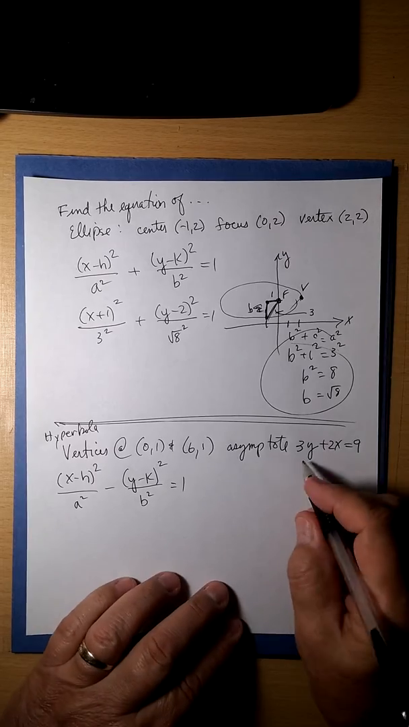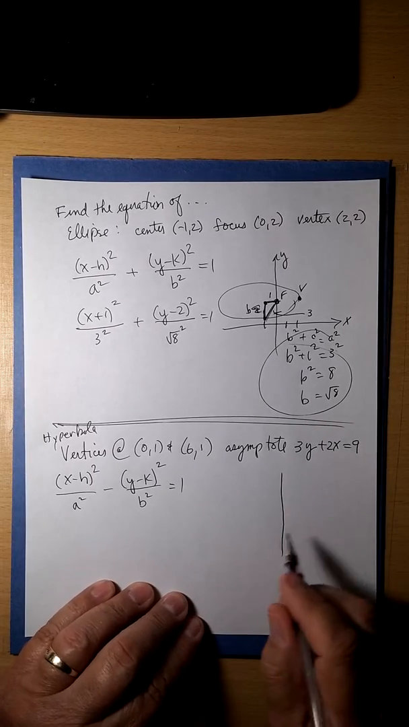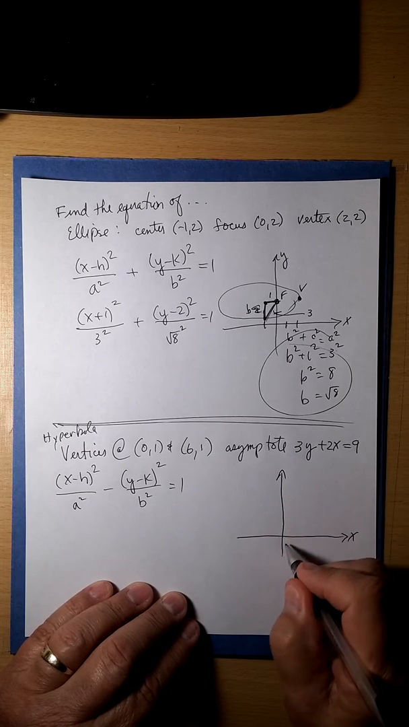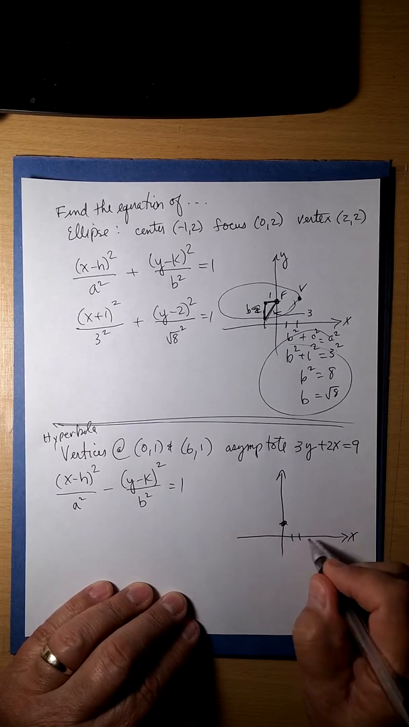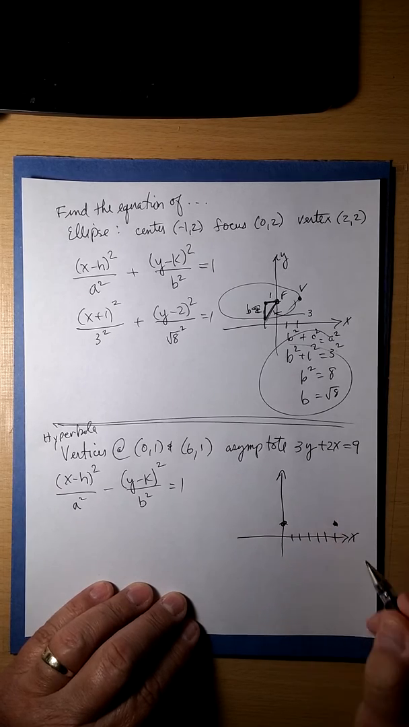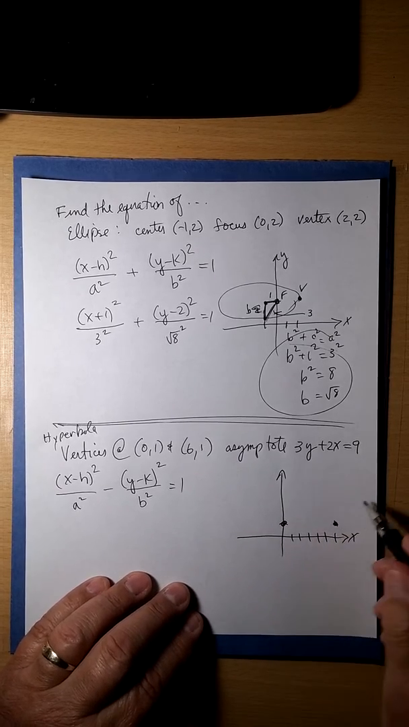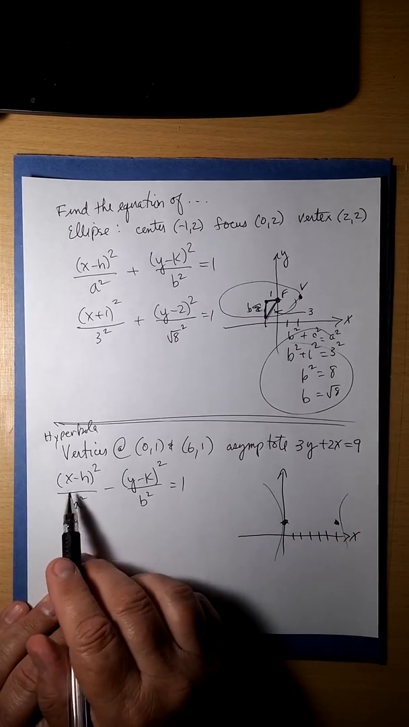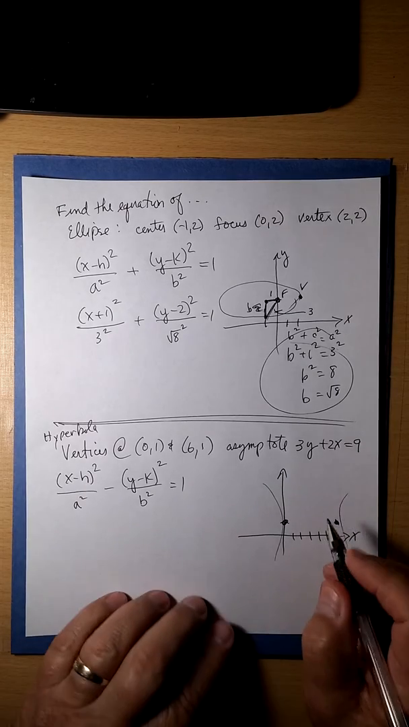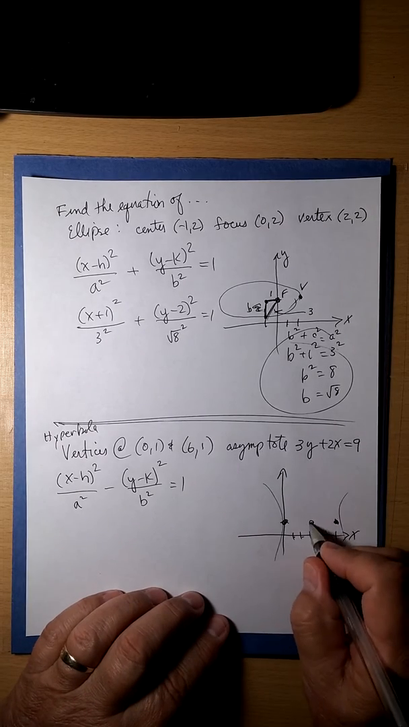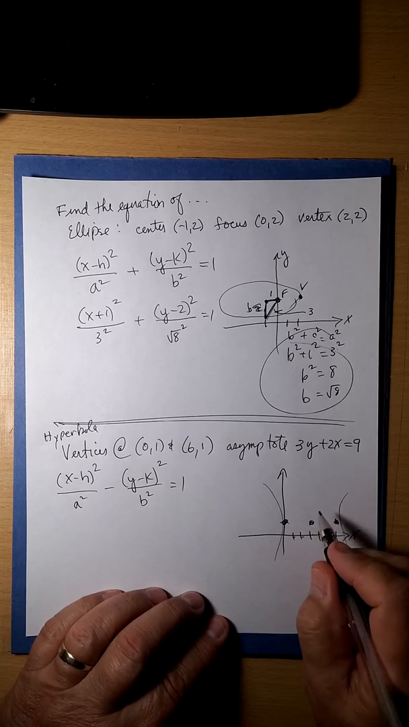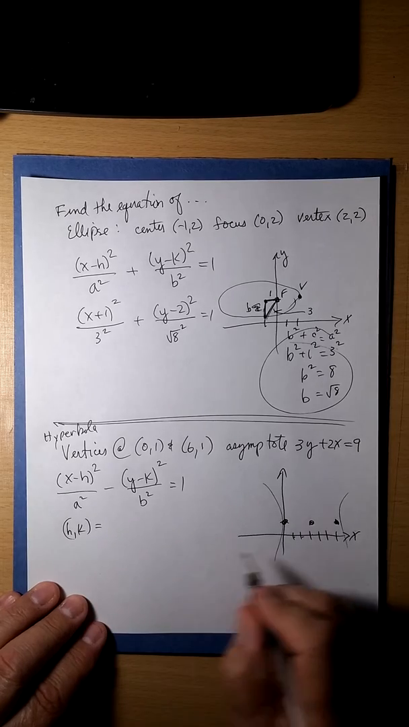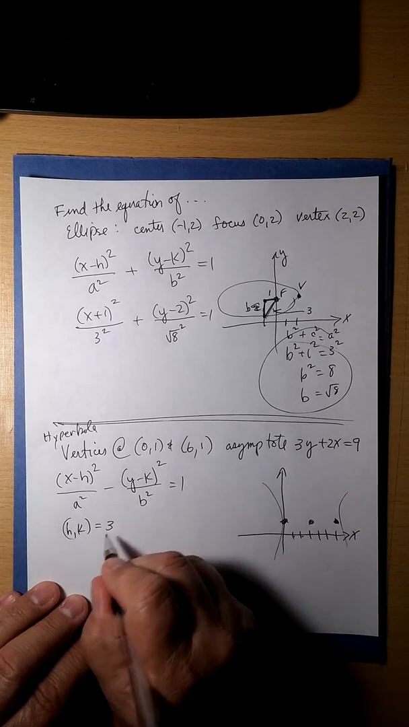Let's maybe write this down a little bit. Start graphing this thing. (0, 1) and (6, 1). Those are the vertices. So it's got to open right and left if those are the vertices. So it does use this form with the x first. Right in the center is the (h, k). So the center (h, k) is (3, 1).